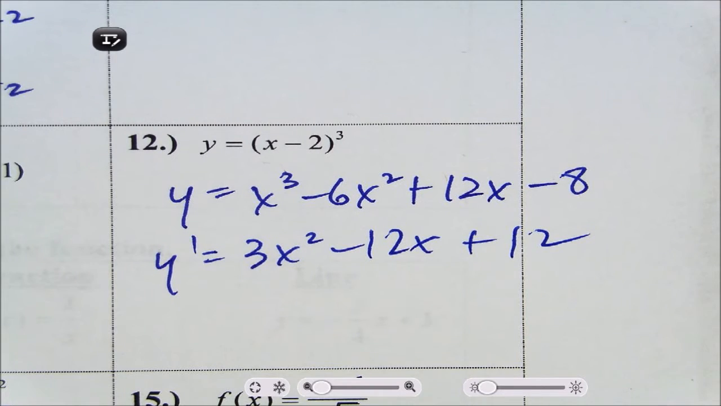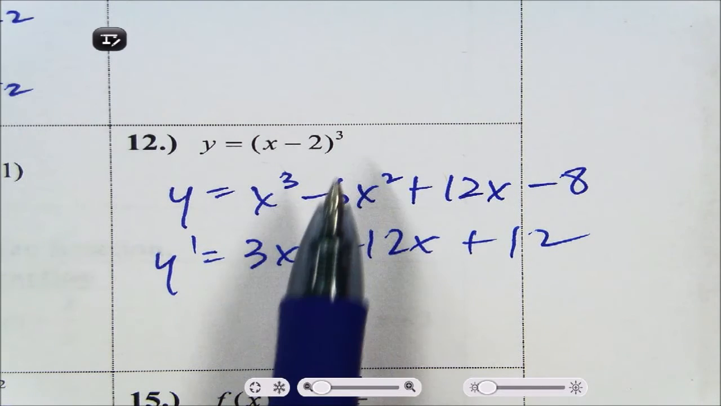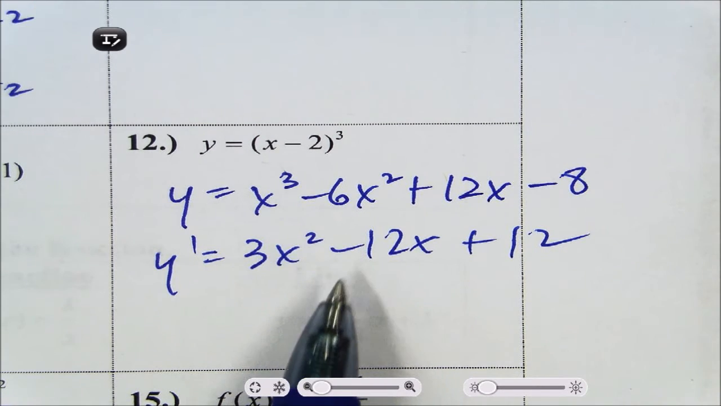And that's why Dr. Coleman wanted you to know chain rule, Blake, for this problem. Because this is a whole lot easier with chain rule than doing that algebra.